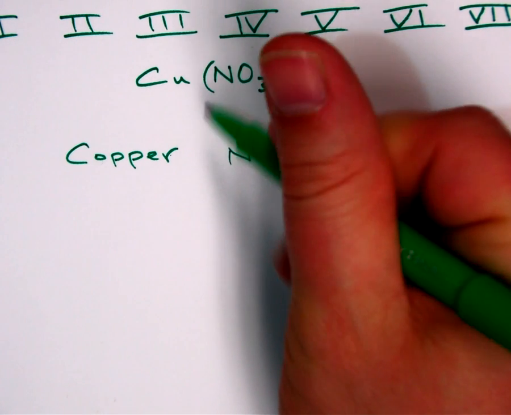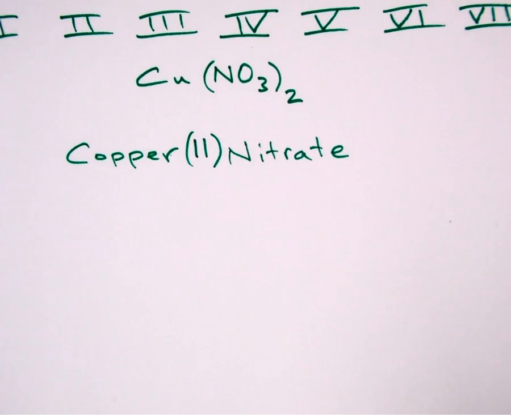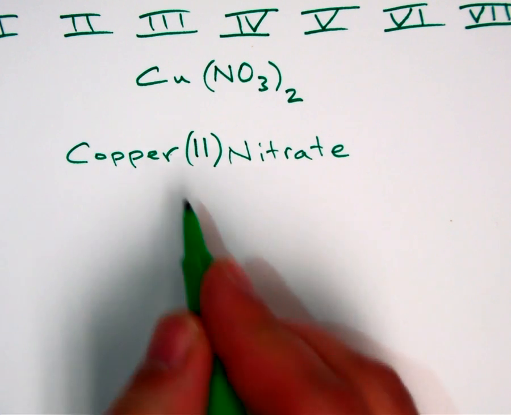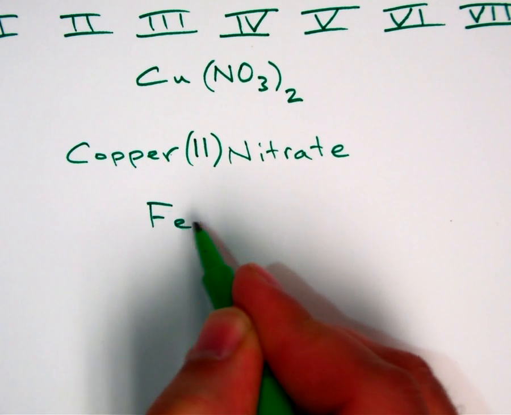So how we would show that is we'd put a 2 in Roman numerals right in the middle. So it'd be copper, Roman numeral 2, nitrate. With that Roman numeral 2, you're telling me that copper has a 2 plus charge. And I have to put that down because it's one of the D block metals that has more than one charge.